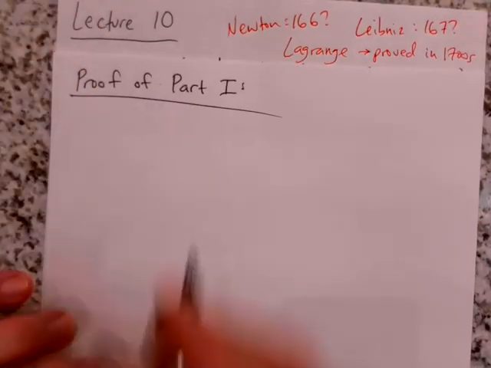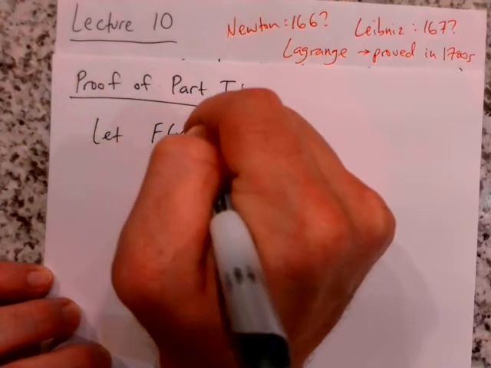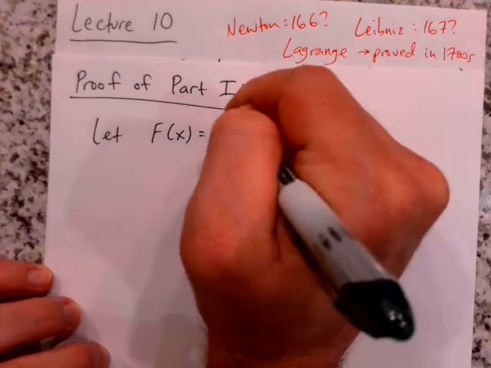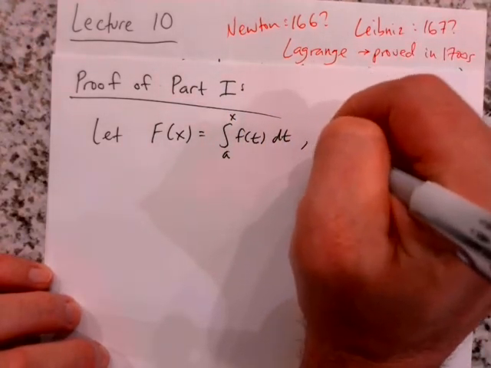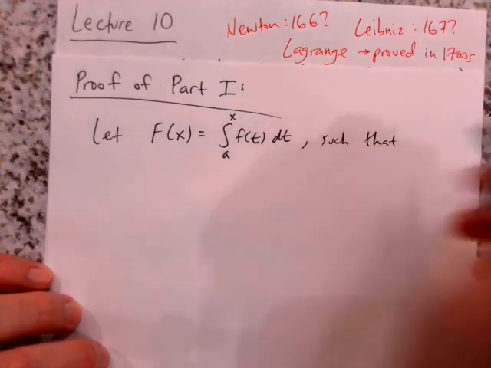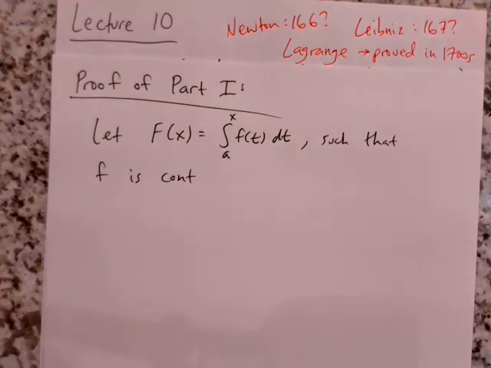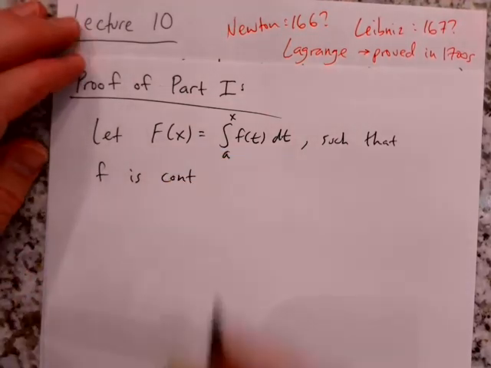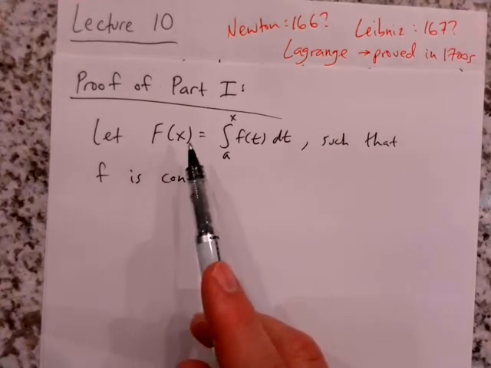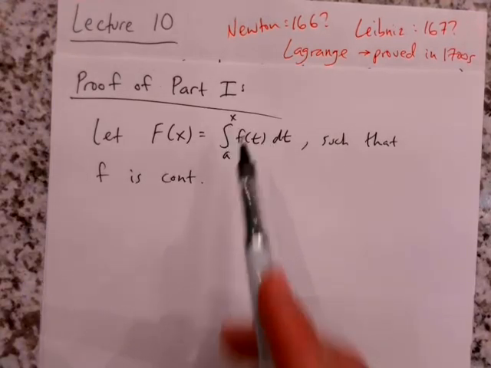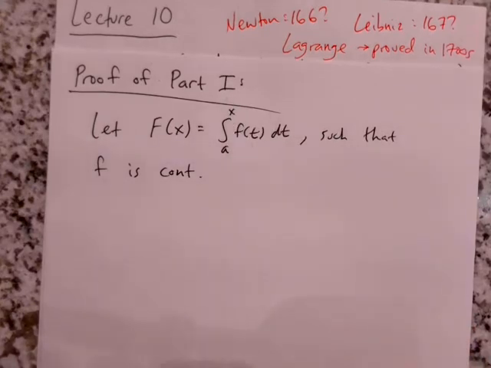So first off, let some function big F of x equal the integral from a to x of f of t dt, such that small f is continuous on an interval that contains both those points. Right, so this function big F gives you the area underneath this curve from a to x, because integrals give you area. This is the area from a to x. We want to find F prime.